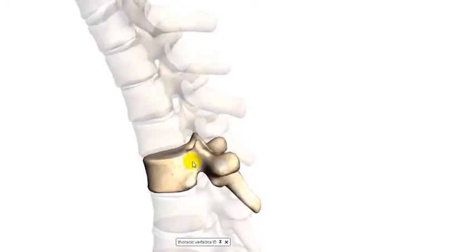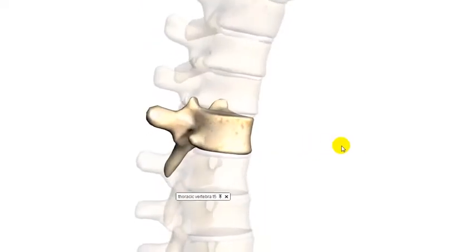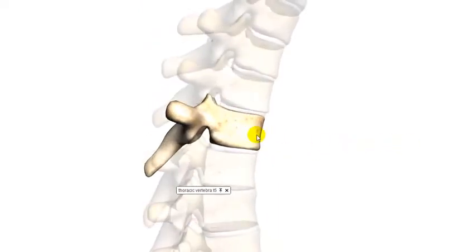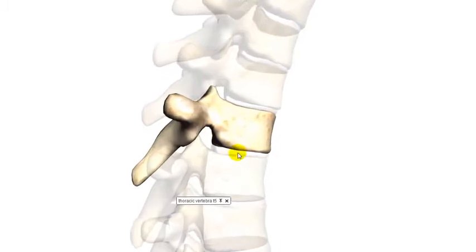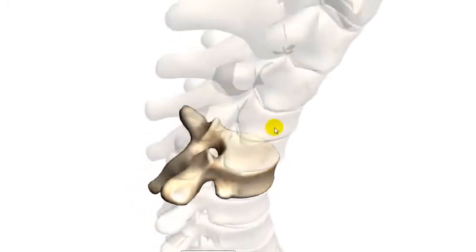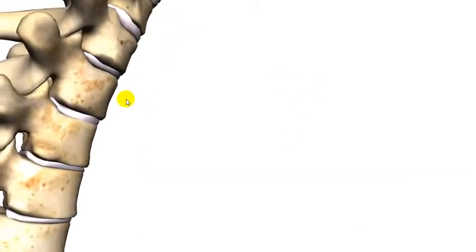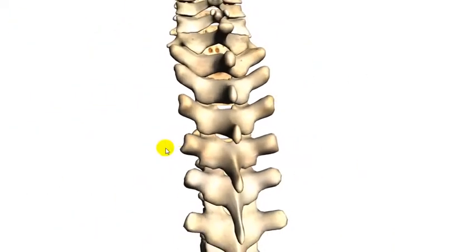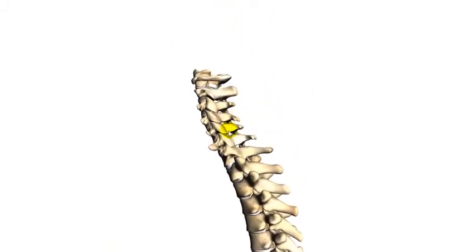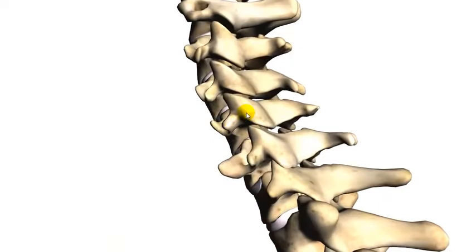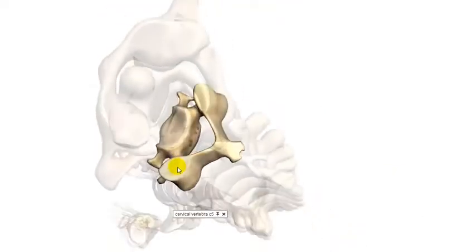Okay, I'll just rotate that around so you can have a good look. That was a thoracic vertebra I showed you there, but if you go further up to the cervical vertebra, I'll click on one here, you can see that you've got something else.